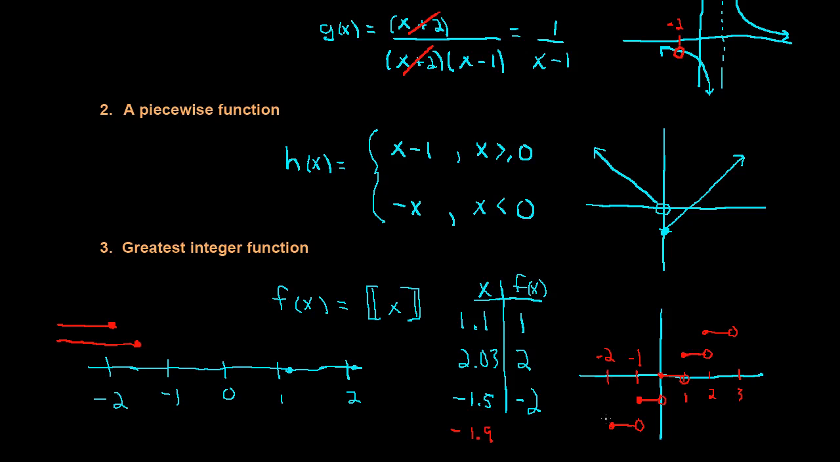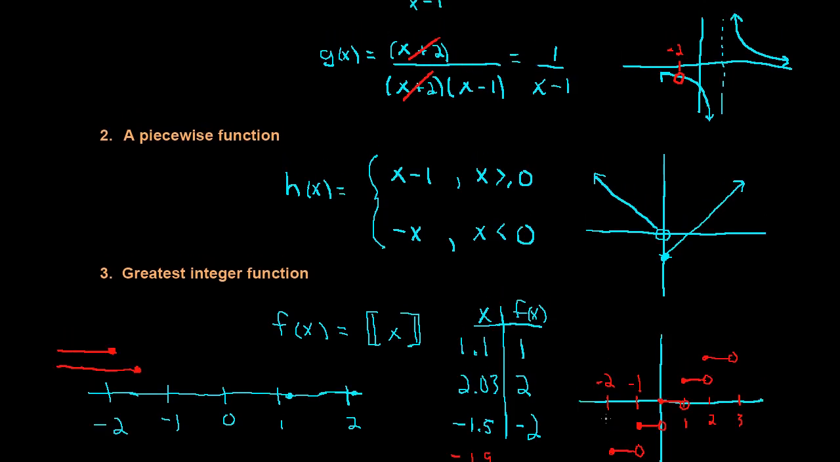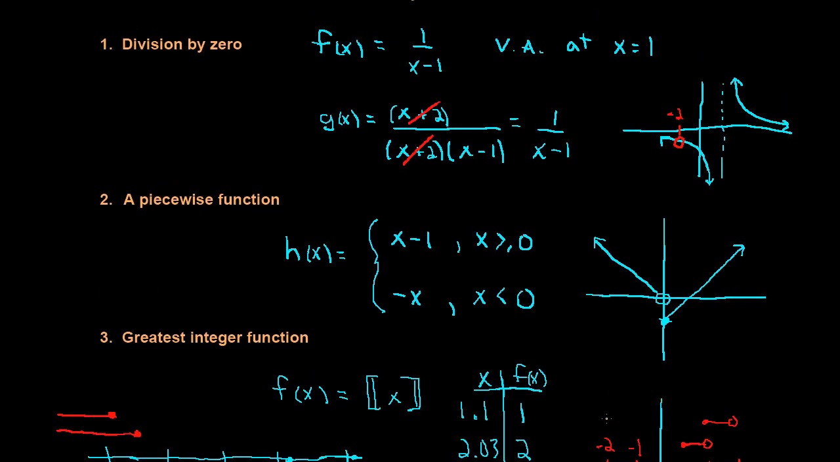Okay, so those are the 3 main ways that you can have a discontinuity in your function. Division by 0, piecewise function, or the greatest integer function. This division by 0 I usually call a domain violation, and I can hear some of you now, you're saying, well, what about the tangent function or the secant function? And really, if you stop and think about it, our tangent function is just division by 0.